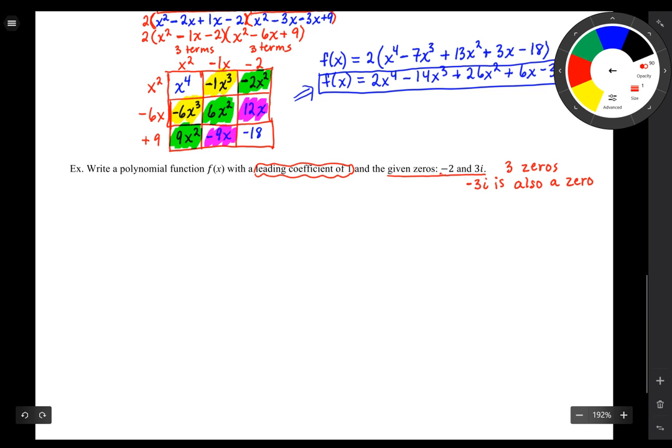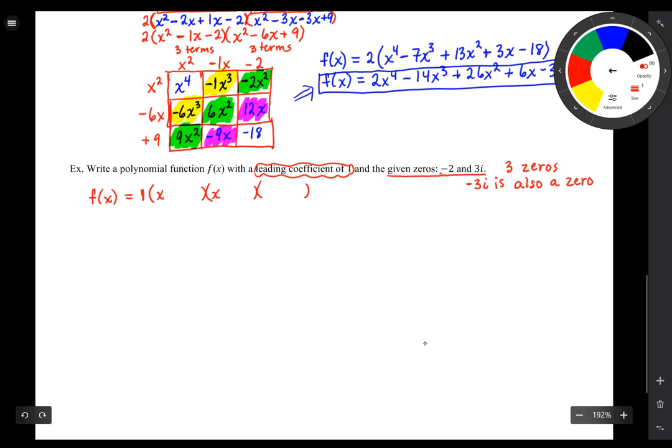But you can't say the same thing for real numbers. If negative 2 is a zero, that doesn't mean that positive 2 is a zero. However, if you had negative the square root of 7, then positive square root of 7 would also be a zero. So it only works for irrational numbers. So writing our equation, f of x equals, put a 1 out here because that's our leading coefficient, and put all your zeros in parentheses, and there's 3.